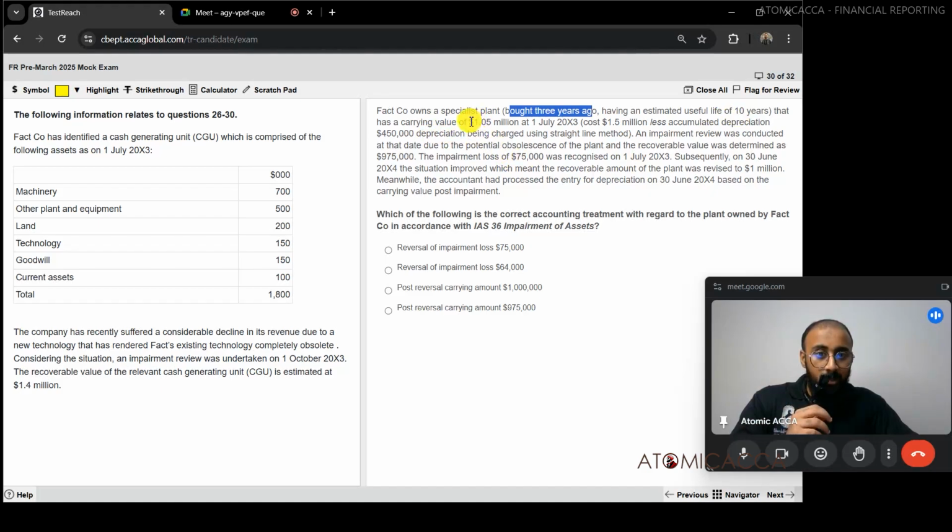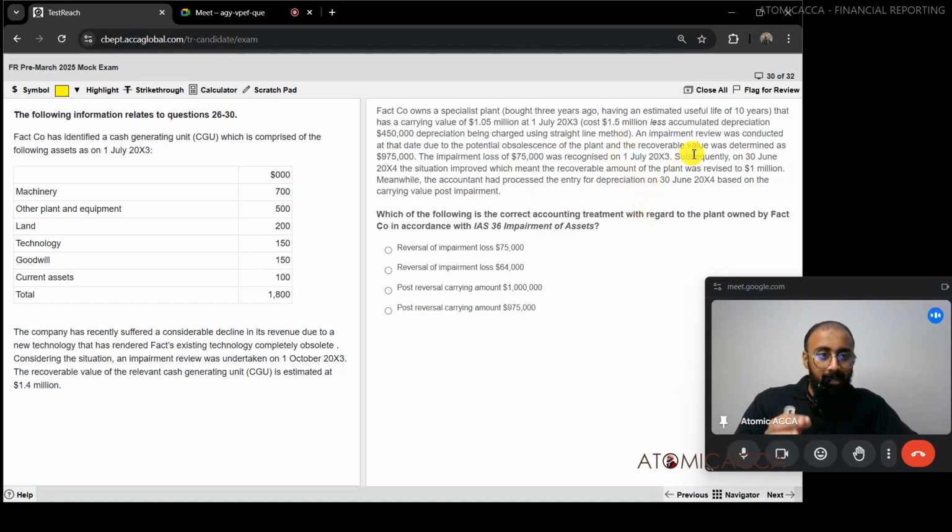That has a carrying value of 1.05 million at 1st July X3. So 1st July X3 is year beginning. Cost was 1.5 million less accumulated depreciation of 450,000. So 1.5 million divided by 10 years means annual depreciation is 150,000. They told that it is bought 3 years ago, so 150 into 3 is 450,000 depreciation. So everything is going in line. Now we have a carrying value of 1.05 million, and it is depreciated using straight line method.